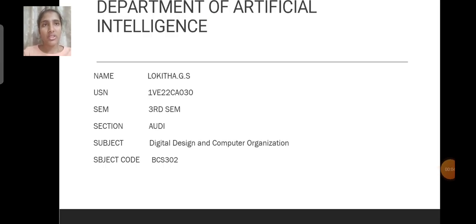Myself, I am Lokita GS. I am from the Department of Artificial Intelligence. My USN is 1VE22CA030, 3rd semester, Section A.